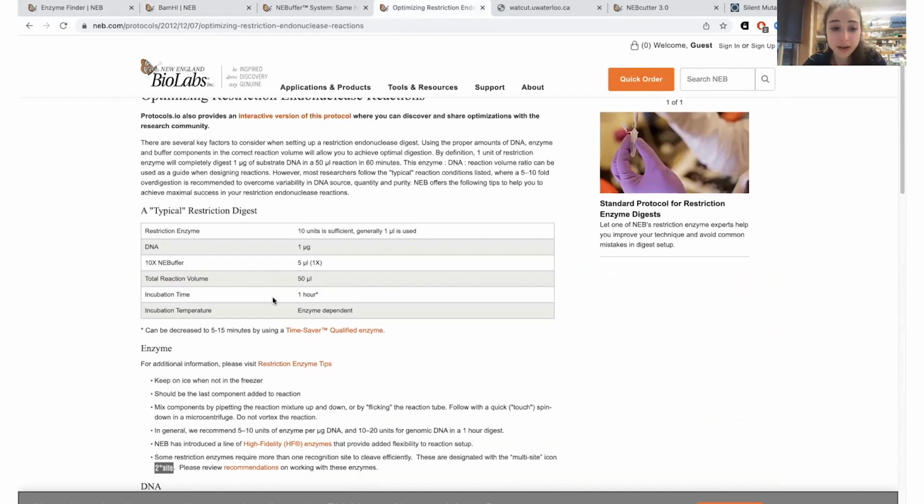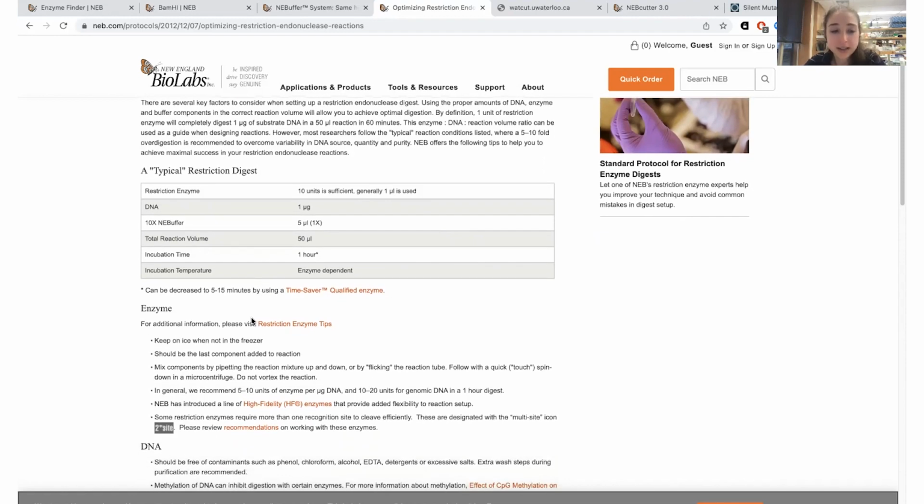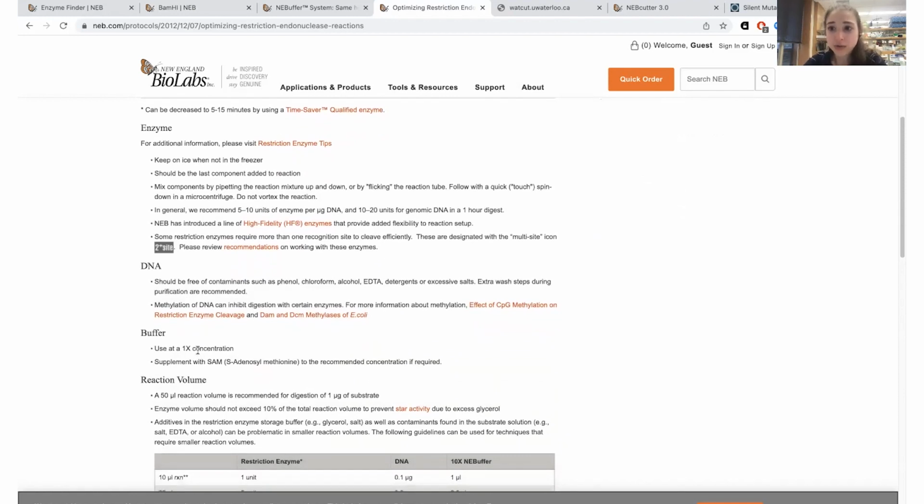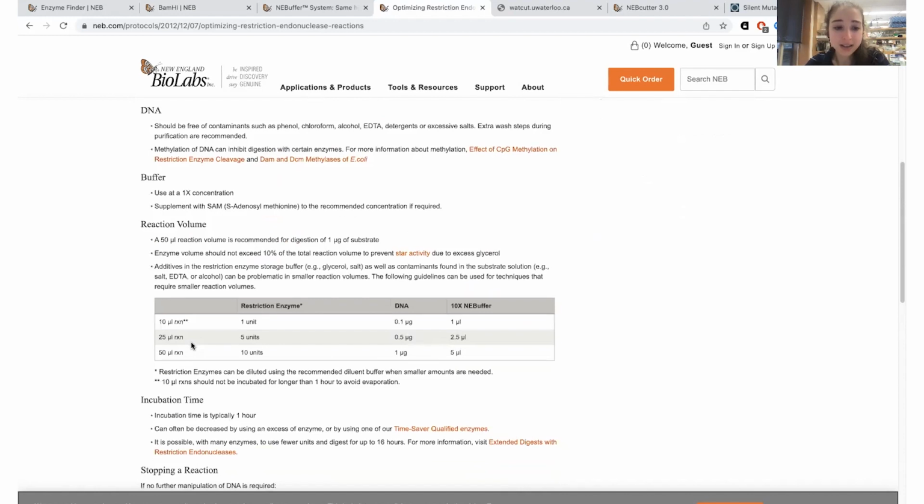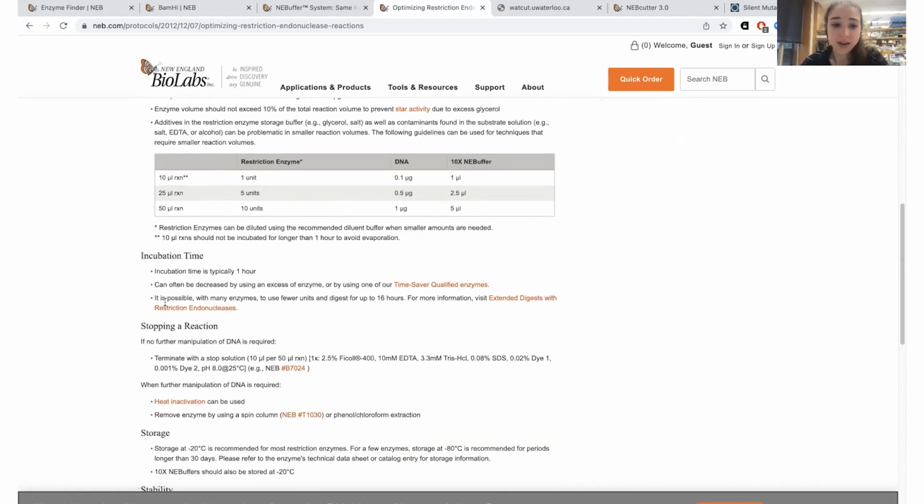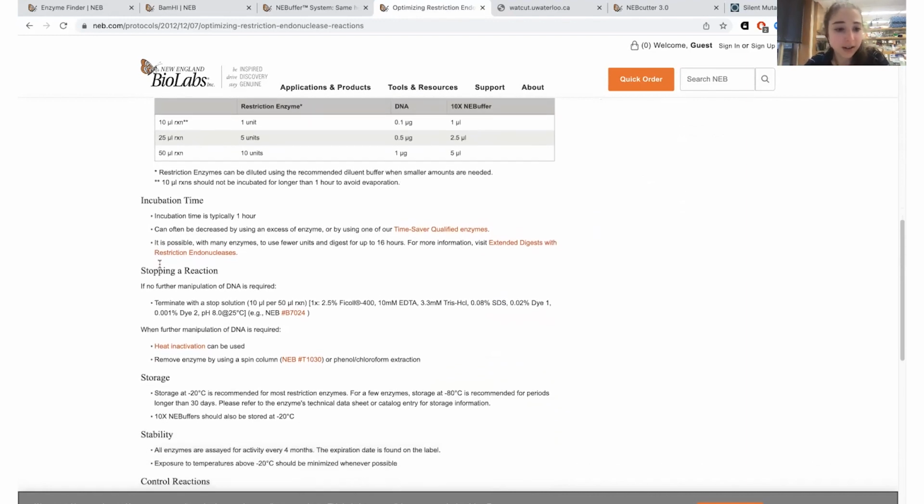The incubation time can vary for these different enzymes. They have some where they say you can decrease to 5 to 15 minutes if it's a time-saver qualified one. I'm not exactly sure, but you might have to optimize various things depending on how many sites are on your DNA rather than how many mg of your DNA you have. Because remember, it's actually the sites that matter, not the total weight of your DNA. More on that in my rants on enzyme activity and specific activity and various stuff.